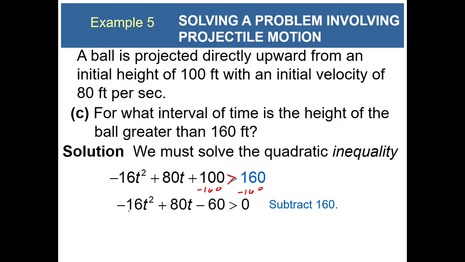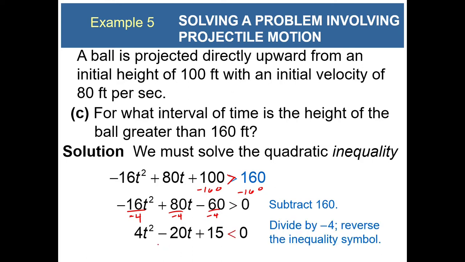I notice there is a common factor of 4 that I could pull out of each term, so we're going to divide every single term by negative 4, and that of course is going to switch the direction of the sign. So we have 4t squared minus 20t plus 15 is less than 0.